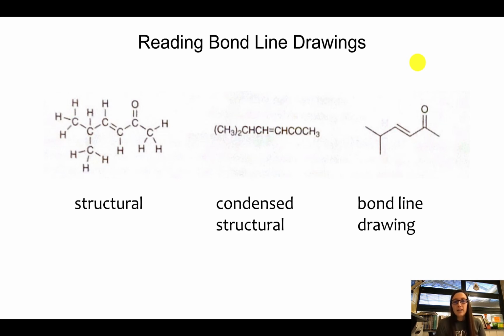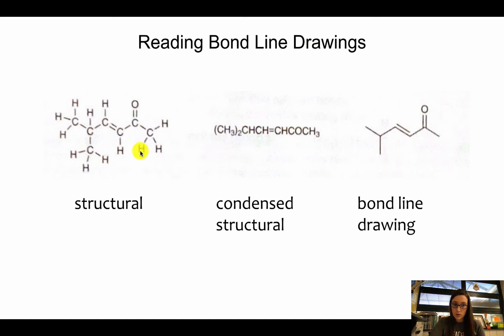We're going to take a look at how to read and draw what are called bond line drawings. Within organic chemistry, we need to be able to recognize and read the structures that organic chemists use. So when we see a drawing of a molecule, we should be able to read all of the information that is given. We see three different types of molecules or structures in organic chemistry.